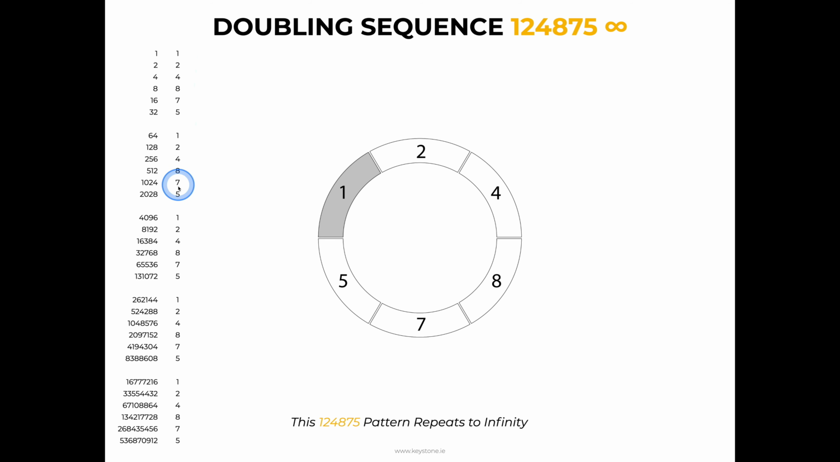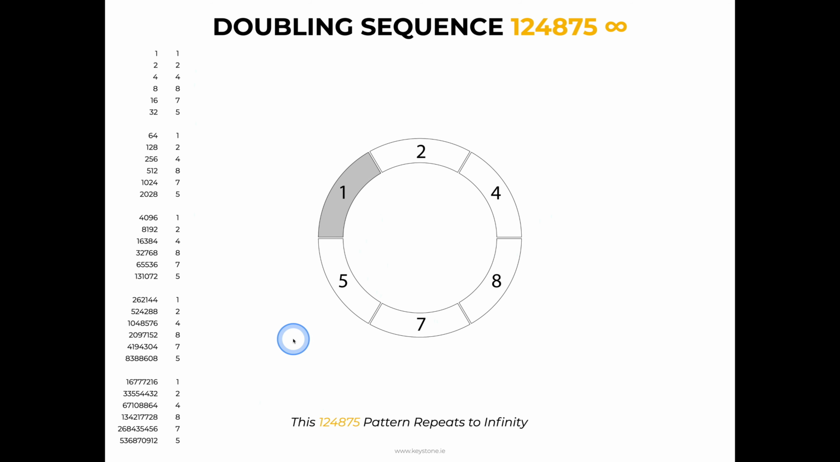1, 2, 4, 8, 7, 5. Which goes all the way to infinity. So this 1, 2, 4, 8, 7, 5 pattern repeats all the way to infinity. And here we've mapped it onto a wheel. And this pattern spins to infinity.